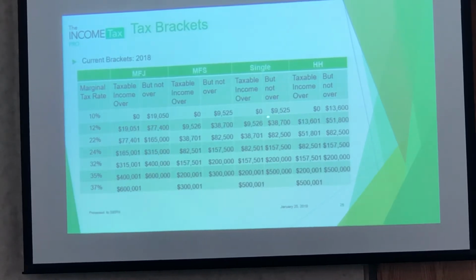So you take a look here at the brackets. You see here, single at 12%, beginning at 9,526. Head of household is at 13,600.